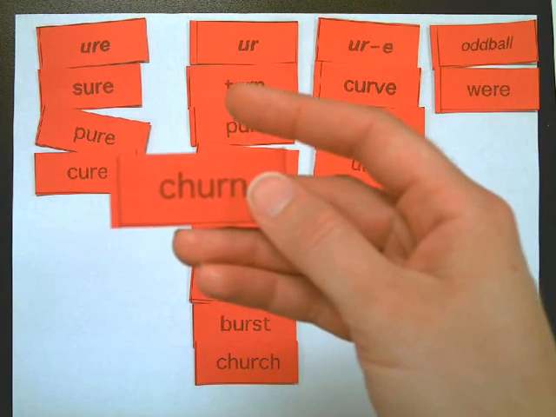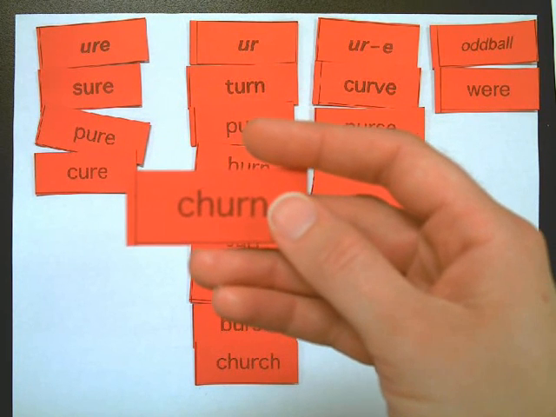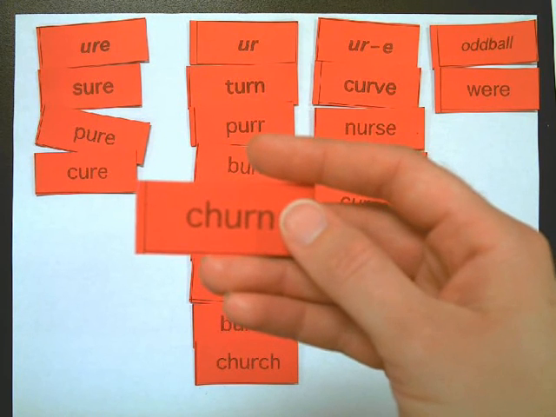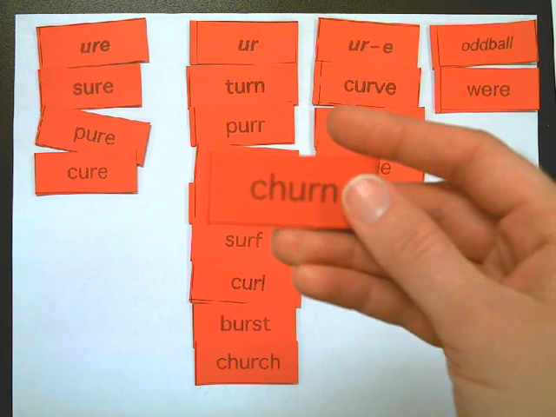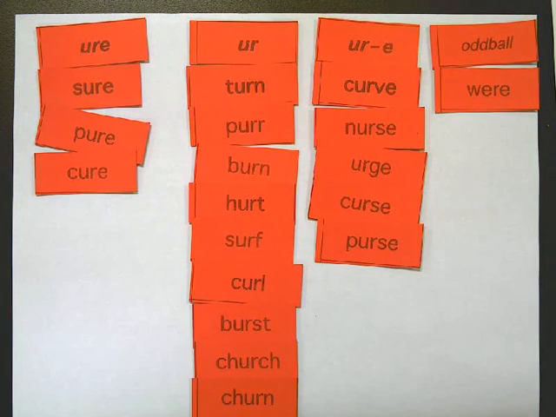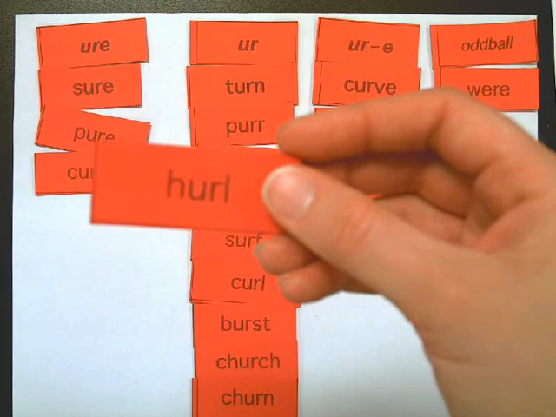This is the word churn. Churn is a word that means to stir up. Like if you're churning butter, then you're continuing to stir something until it becomes like butter. I hear an UR sound in this word, and I don't see an E at the end of it, so I'm going to put it here with my other UR words.